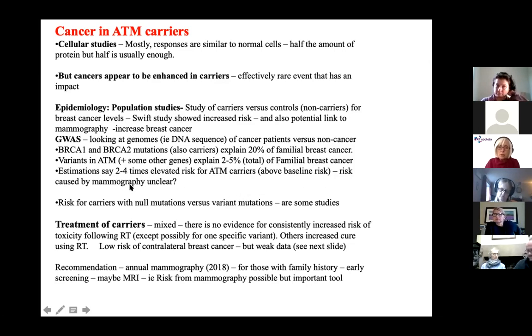Any risk caused by mammography from these studies is unclear, and I would take that to mean that it must be very small, because otherwise I think it would be detected.